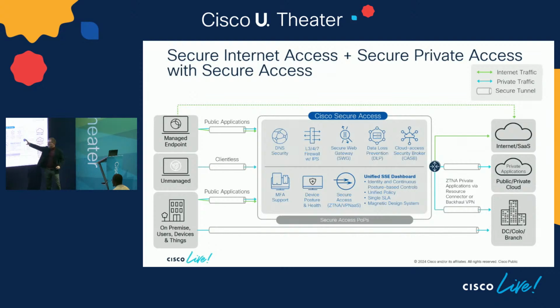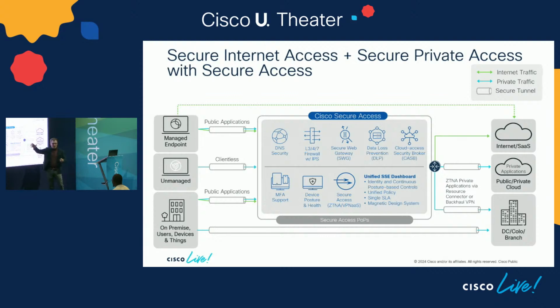So once the traffic gets to Cisco Secure Access, it will get inspected by policy. We have one unified policy in which you configure both secure internet access and secure private access. So how do I connect to the internet? What kind of security policy I have? How do I connect to my private applications? This is all configured in one unified policy.